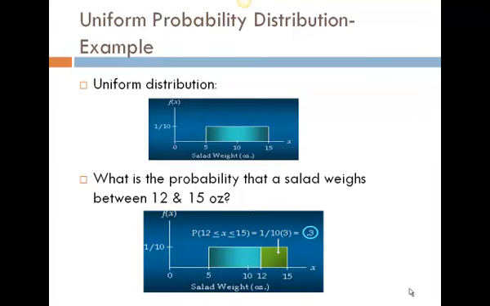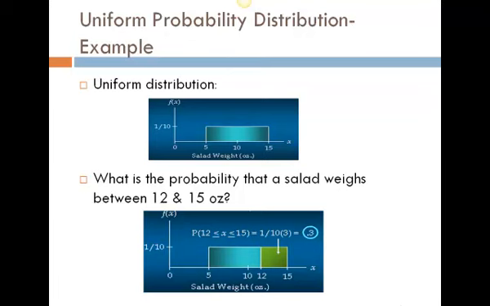Then if I'm asked, what is the probability that a salad weighs between 12 and 15 ounces, the first thing I have to ask myself, are 12 and 15 both within my acceptable range of 5 to 15? Yes, they both are. Okay. So, following my rule, the probabilities are all equal. So the probability is 1/10 for anything between 5 and 15.